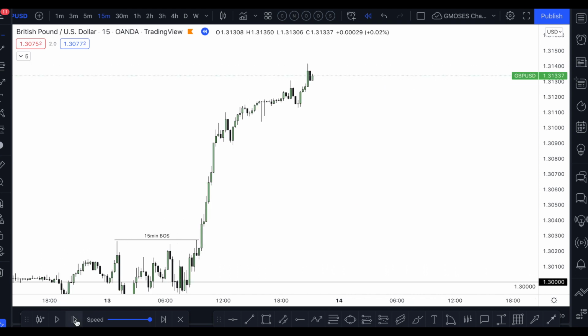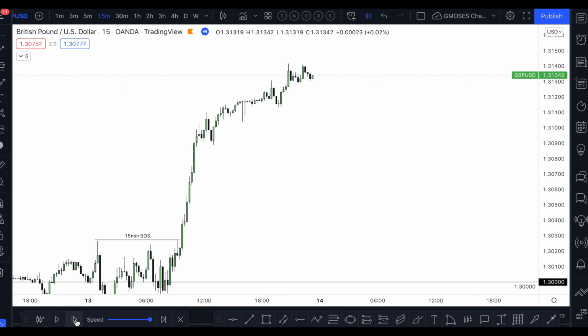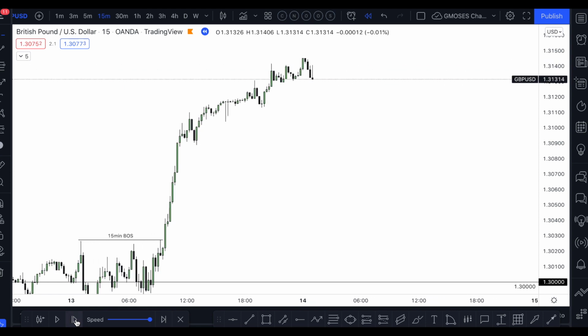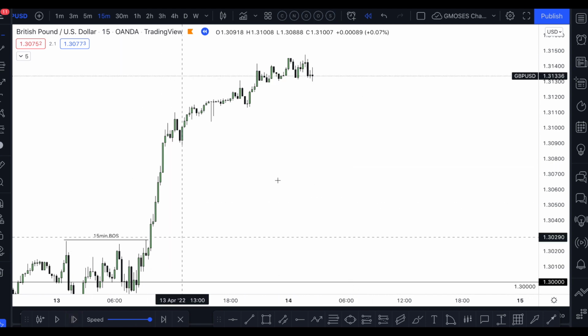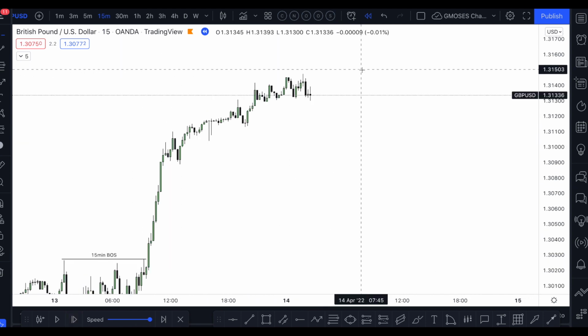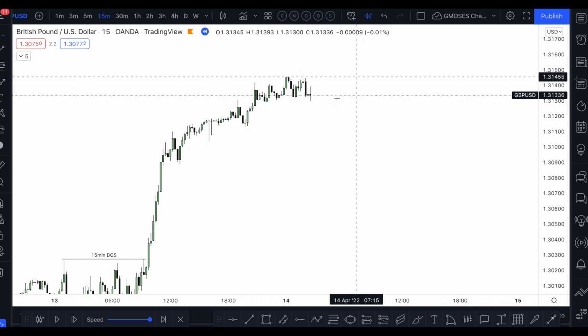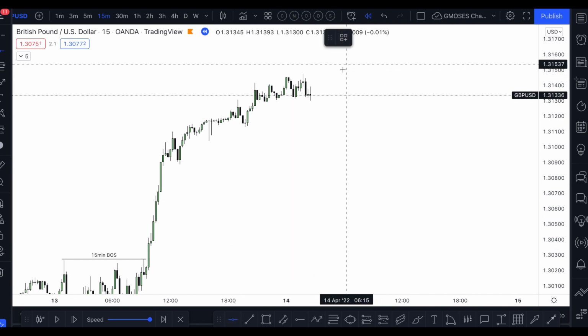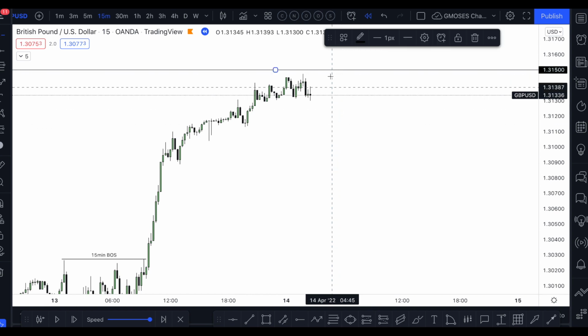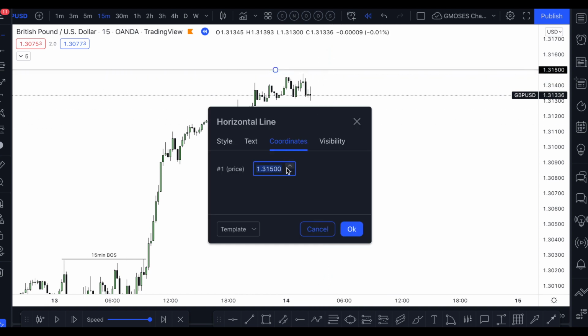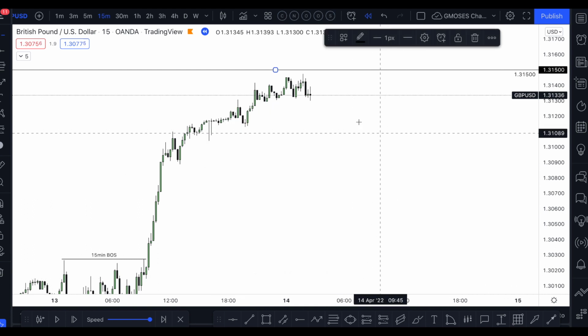So as you guys can see, price is playing around, and one of the things I noticed is this area here, which is 1.31500. Let's go ahead and notate that. So this level here is considered a mid level.